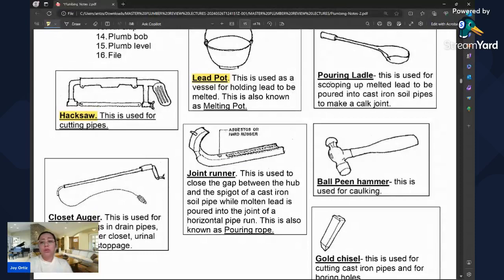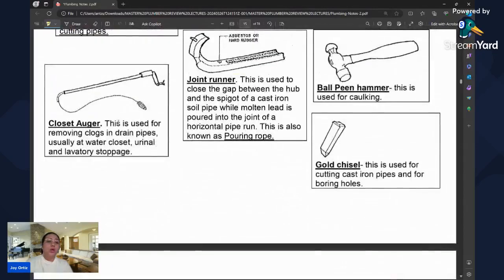We have also the pouring ladle, and this is used for scooping up melted lead to be poured into cast iron soil pipes to make a caulk joint. Usually, we use the lead pot and pouring ladle dun sa mga cast iron pipes natin para sa mga dugtungan. Okay, we have also the closet auger.